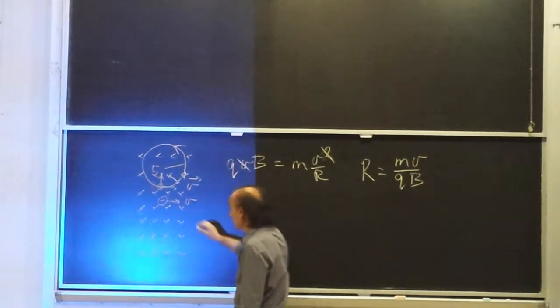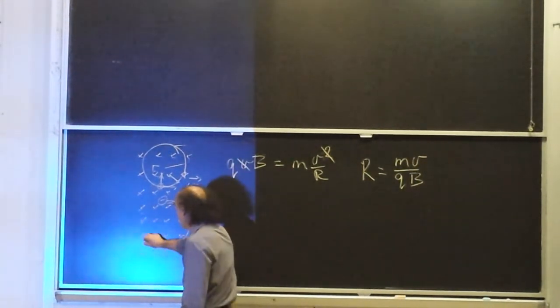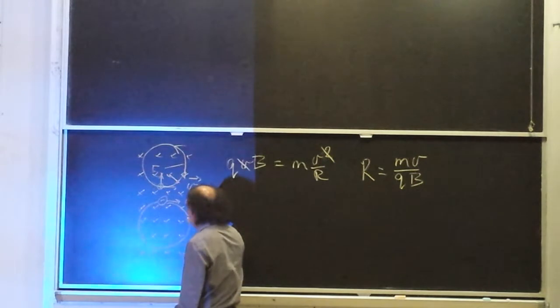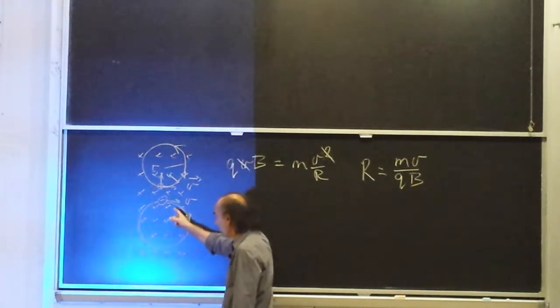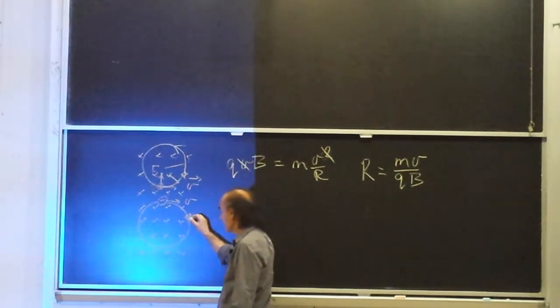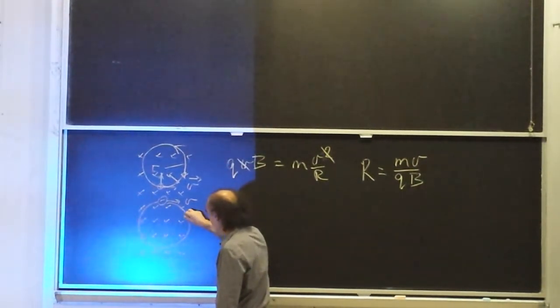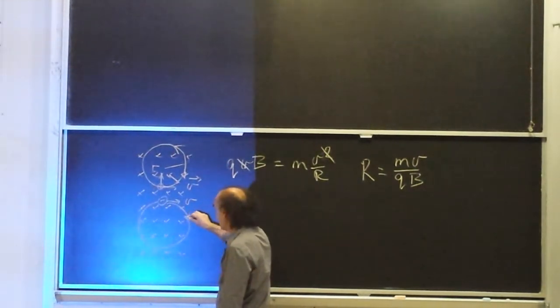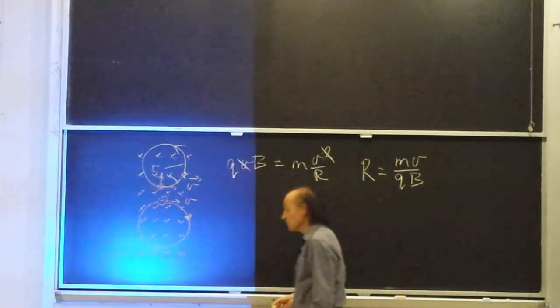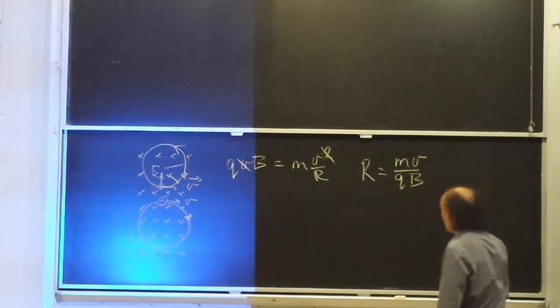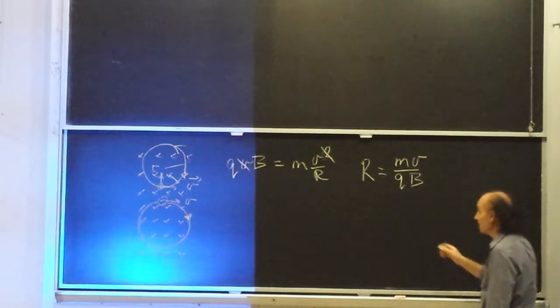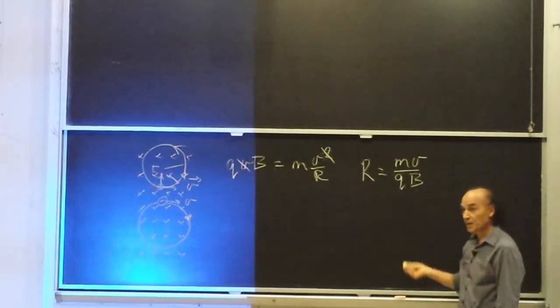Now this negative charge would move in a circle, but clockwise. The force is down, it would move down, and this results in a circle clockwise. You should be able to determine the direction. Also, from here, you see that the radius is proportional to the mass.